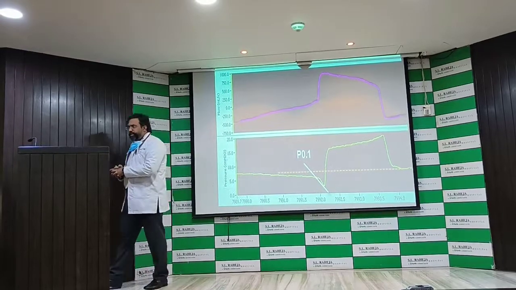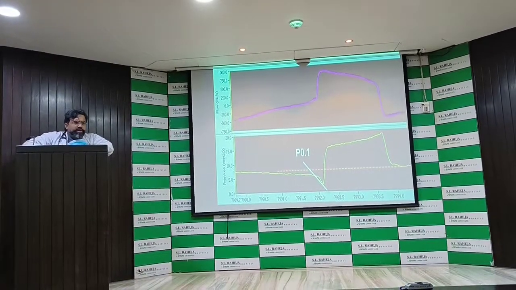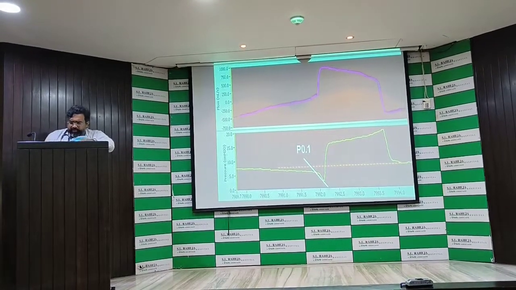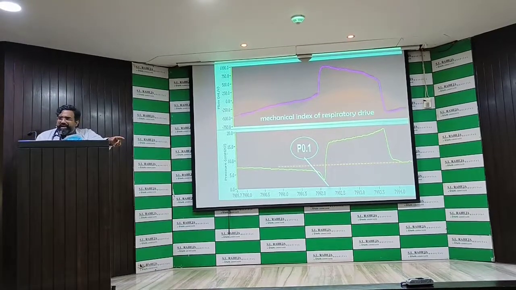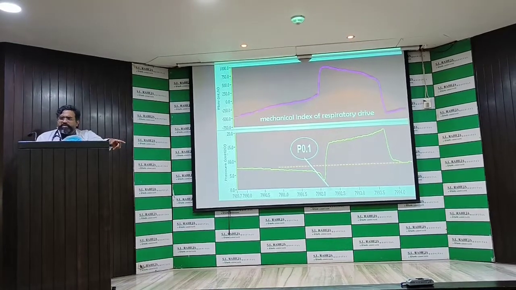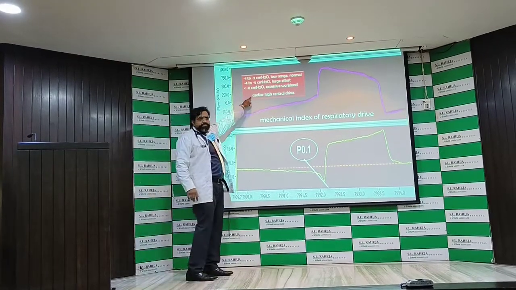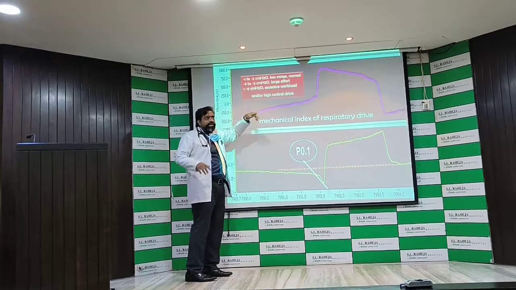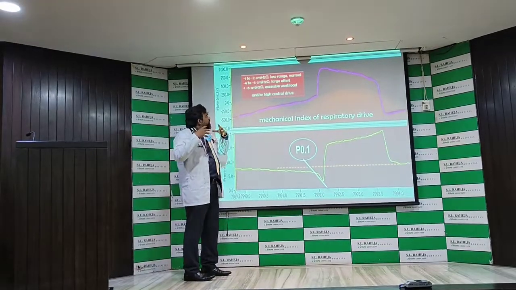Clear? Inspiratory effort and drive, or the work of inspiration. People use it for inspiratory effort, though it is not very well proven for that. It gives you the drive. It's a mechanical index of the respiratory drive, where if it is more than 6 on your ventilator P0.1, it indicates that the patient is taking too much effort, too much drive, increased workload.